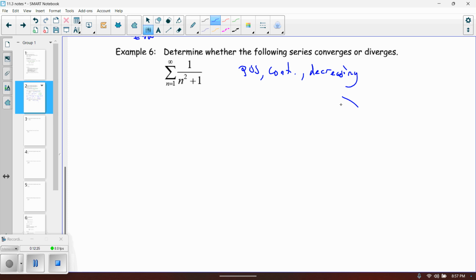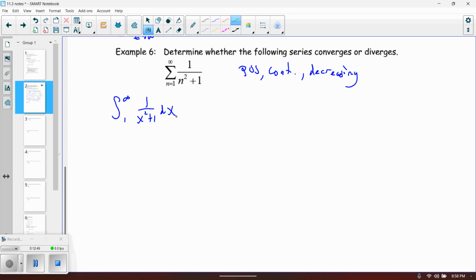This one is pretty obvious. There's no real test you have to do there, since the numerator doesn't change and the denominator gets bigger and bigger. That's pretty obviously decreasing. So let's go ahead and try the integral test. Once again, the integral test says we're going to take the integral from 1 to infinity of 1 over, in this case, x squared plus 1 dx.